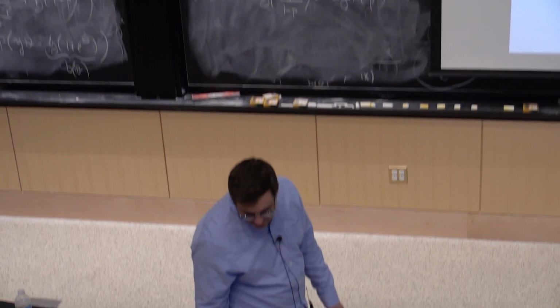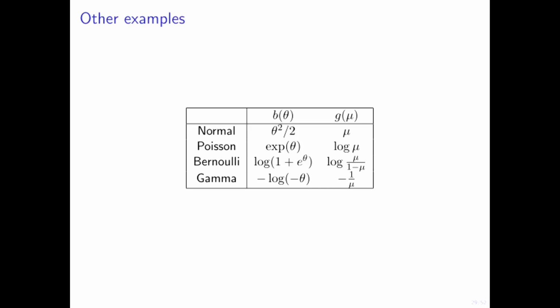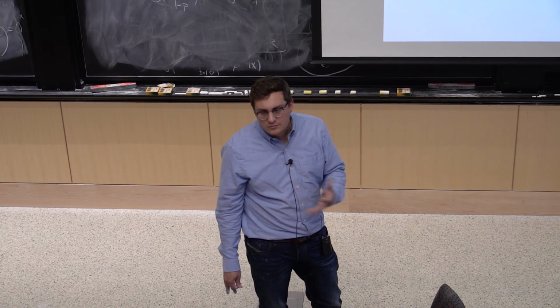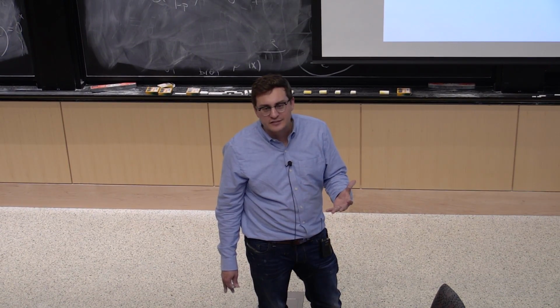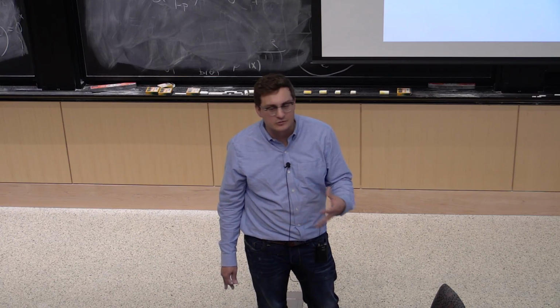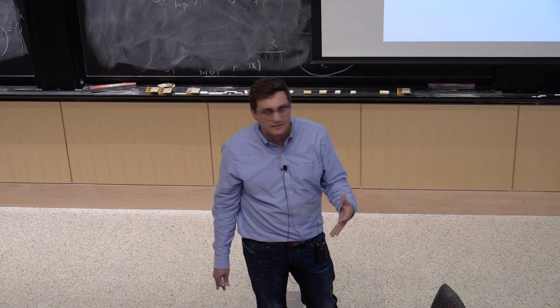OK, so you can do that for a bunch of examples, and this is what they're going to give you. In the Gaussian case, b of theta, we've actually computed once. This is theta squared over 2. So the derivative is really just theta, which means that g or g inverse is equal to the identity. And again, a sanity check: in the Gaussian case, there's nothing general about general linear models. They don't have a link.